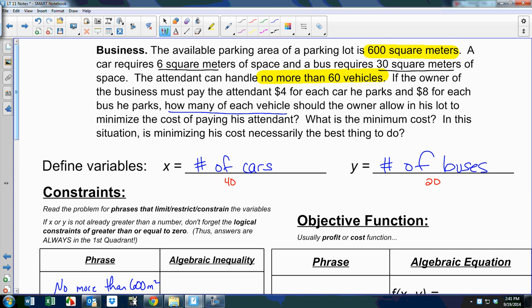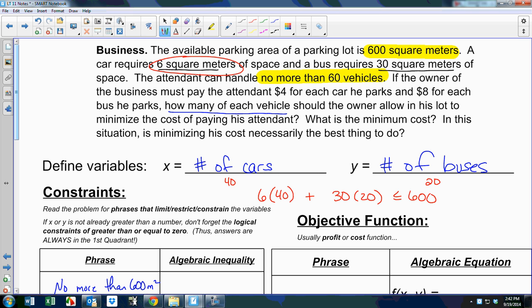Well, if every car takes up 6 square meters, then 40 cars will take up 40 times 6 square meters. The buses, those 20 buses in our concrete example, will take up 30 square meters each. So 30 times 20 will tell us how much square footage the buses take up. If we add those together, it has to be smaller than 600. Well, this is not going to be smaller than 600, so this example doesn't work, but that again is not the point of a concrete example.